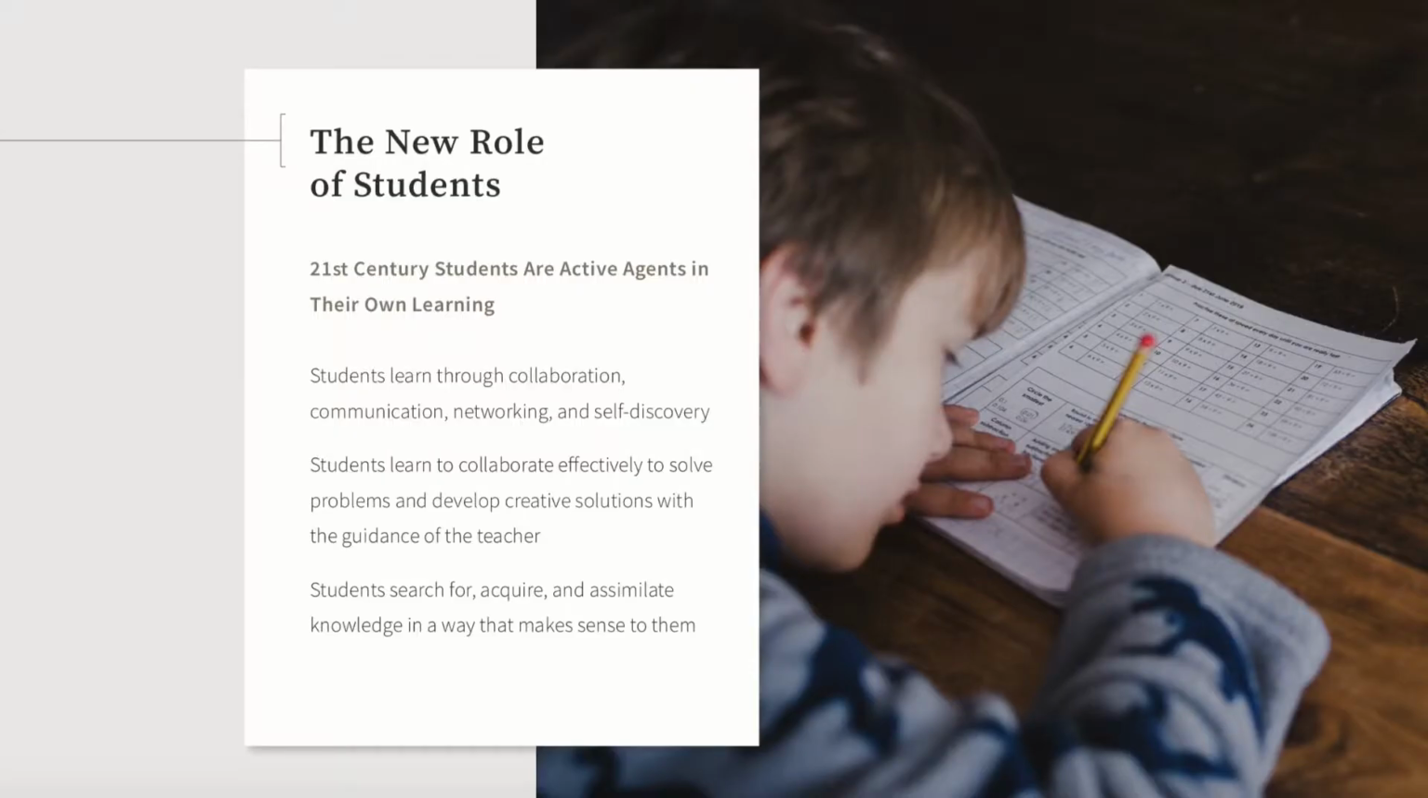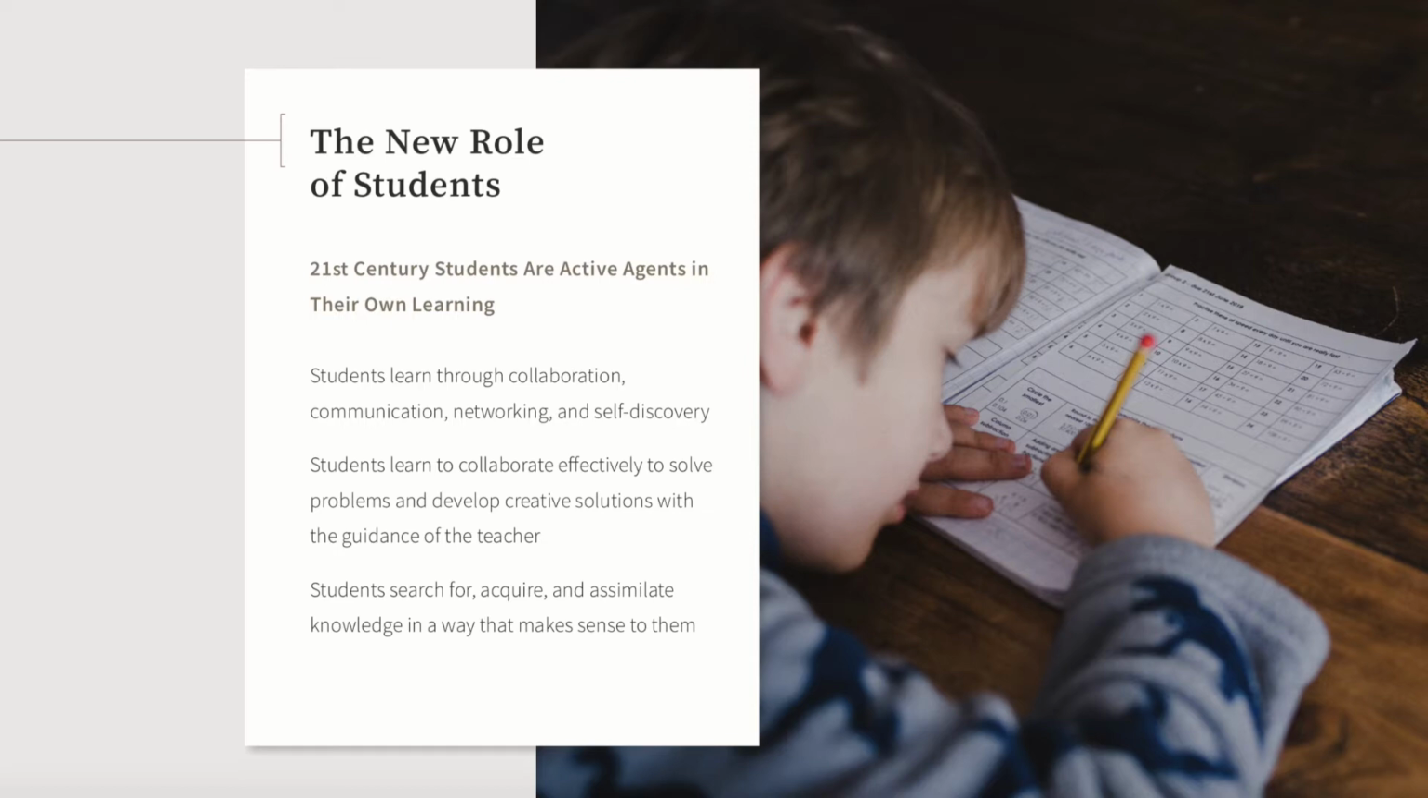The role of the students in the 21st century classroom is different from traditional student roles because they are participating more actively in their learning. Student-centered classrooms encourage students to learn through collaboration, communication, networking, and self-discovery. A student-centered classroom does not mean that the students get to make all of the instructional decisions about what they learn, which often leads to chaos. However, student-centered simply means that your students are engaged and they are responsible for their own learning.